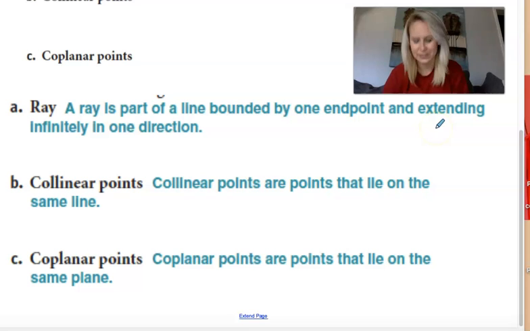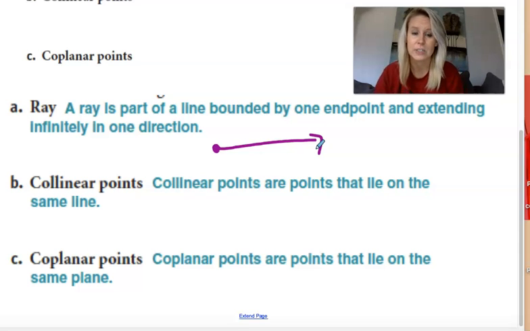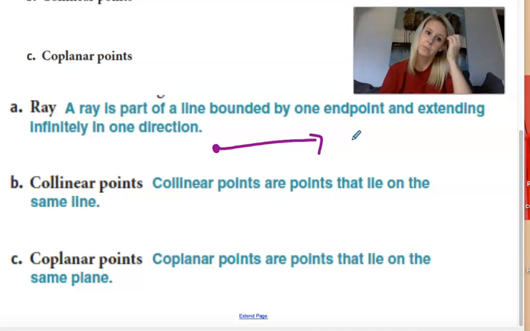So here are some fancy definitions that I came up with. We all know a ray has one endpoint and is a line, so I started off with saying a ray is a part of a line, it's bounded by one endpoint, which means it starts with one endpoint and then extends infinitely in one direction. Okay, so that would be a definition of ray.